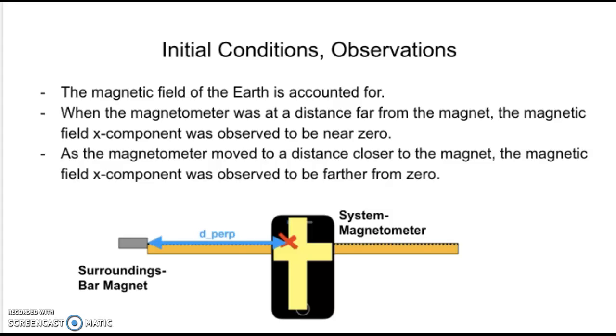So for initial conditions and observations, again, make sure that the magnetic field of the Earth is accounted for. When the magnetometer was at a distance far from the magnet, we observed that the x component of the magnetic field was near 0, versus when the magnetometer moved closer to the magnet, this x component was observed to be farther from 0. So the system for this is our magnetometer here, and our surroundings are a bar magnet.